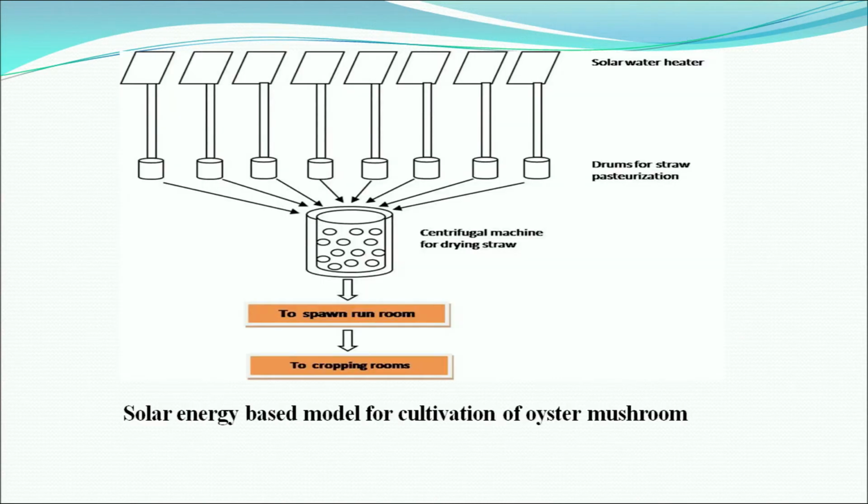Here we can see the arrangement, and we have a solar system type of setup, and there direct hot water is coming into the drum. There we can put the straw and keep it for 45 to 60 minutes, and then drain the excess water, and then go for spawning, and that will help in getting a good crop.